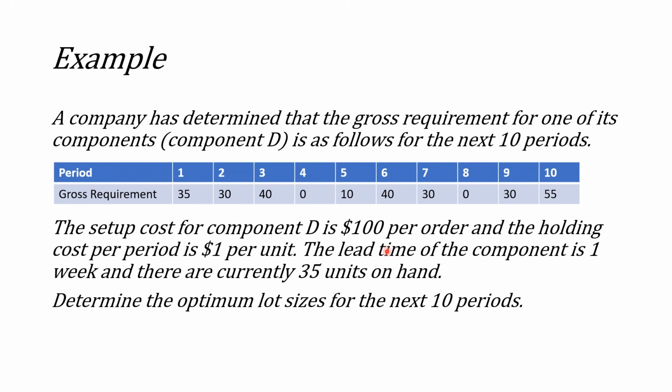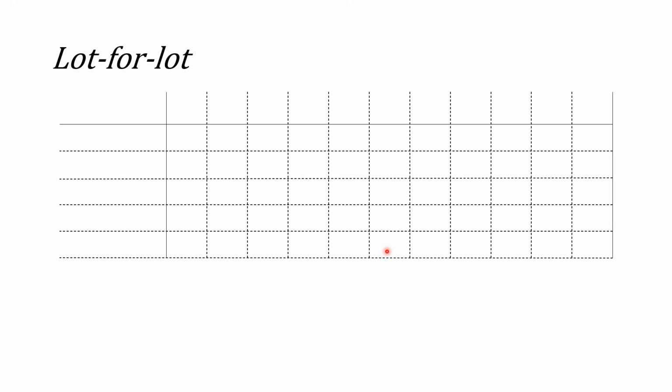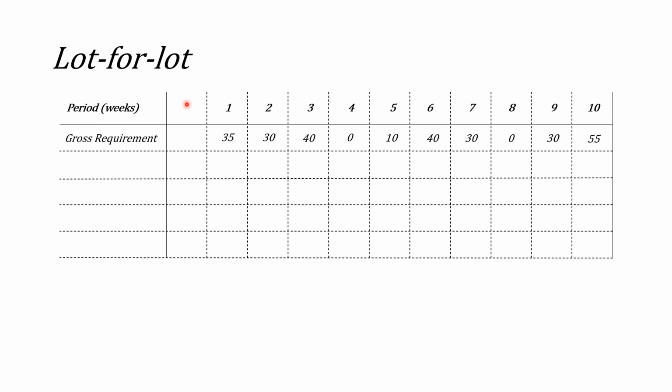So let's start off with the first method, which is lot for lot. On the first row, I'm going to put in the weeks. We have 1 through 10. I'm going to start with 0 here, just so that I can account for the beginning inventory. I'm going to place the gross requirements as given in the question here, right?